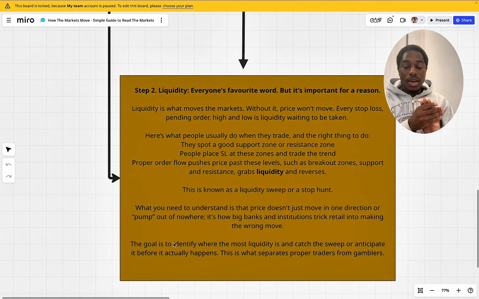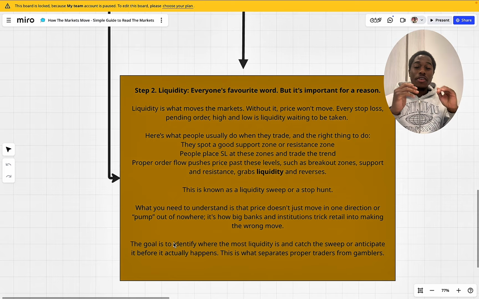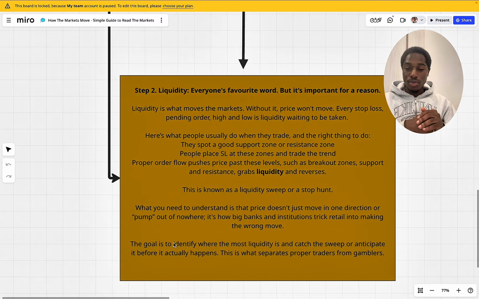Now, liquidity, everyone's favorite word, but it is very, very, very important. It's very, very crucial. Let me tell you why. Liquidity is what actually moves the market. Without liquidity, price would not move at all. Liquidity being all the dollars, or the pounds, or the yen, or the rupees being injected into the market. This is what makes the market move, because at the end of the day, the market is being controlled by the banks, by hedge funds, by big companies.